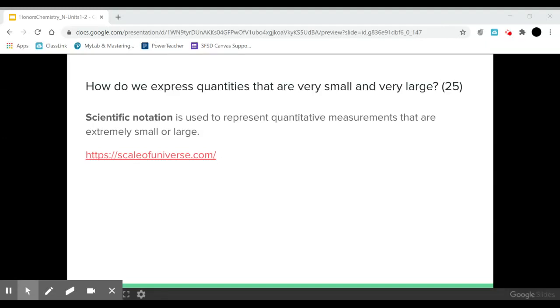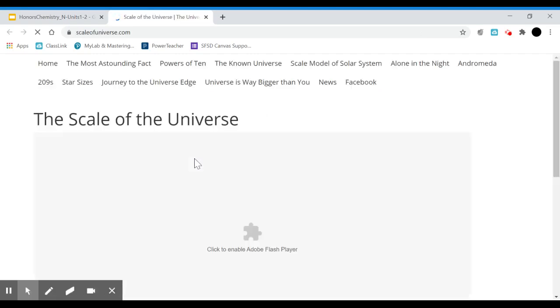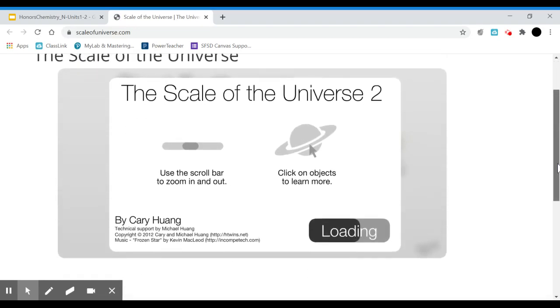Scientific notation is going to be a very useful way for us to express our measurements this year, especially when we start working with things that are either very large or very small in quantity. I like this website because it really puts into perspective why we would need to be using scientific notation at any given time. So let me wait until this loads. We'll take a quick look here.